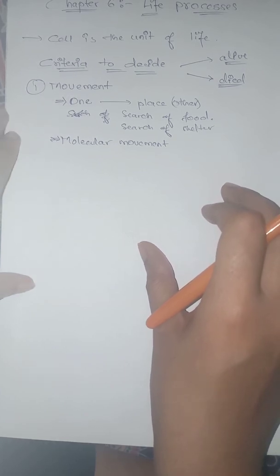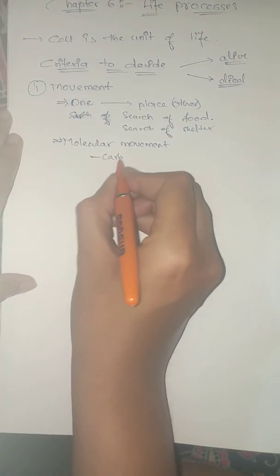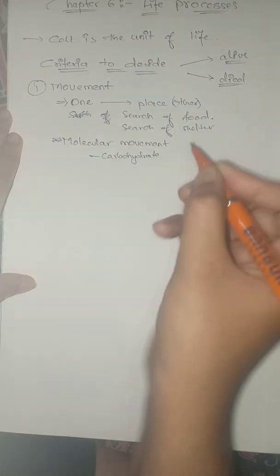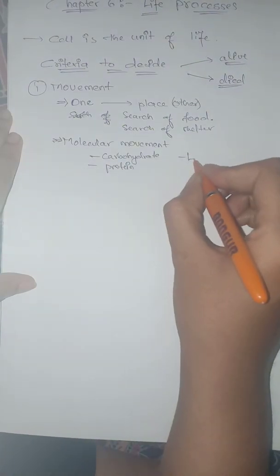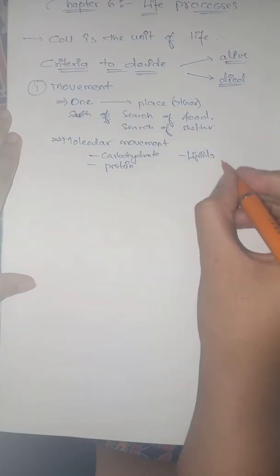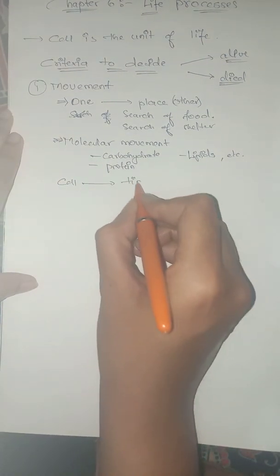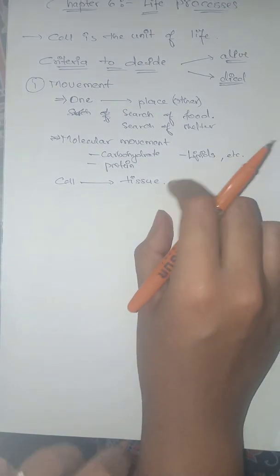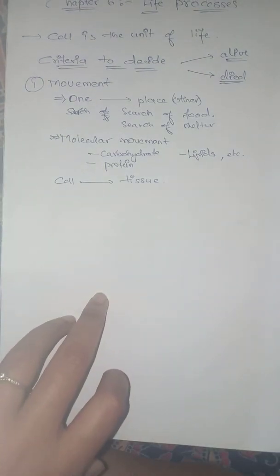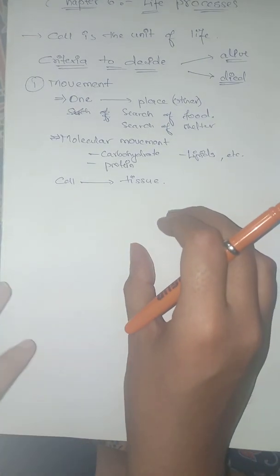It is also the movement of molecules, like for example carbohydrates, proteins, and lipids, etc. Many of these molecules are capable of moving from the cells to the tissue, and this sort of movement is seen in living organisms, which is not seen in non-living organisms.